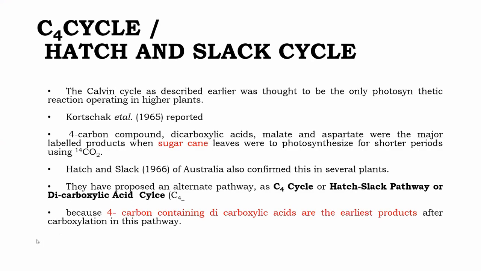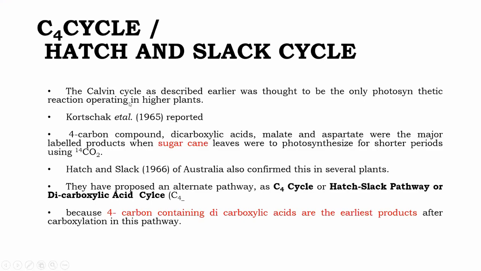Okay? Now, I will go to the C4 cycle, that is the Hatch and Slack cycle. Why is it called the C4 cycle? The first end product is a C4 compound. Okay, I will teach you. Dicarboxylic acid cycle. Dicarboxylic means it has 4 carbon molecules.